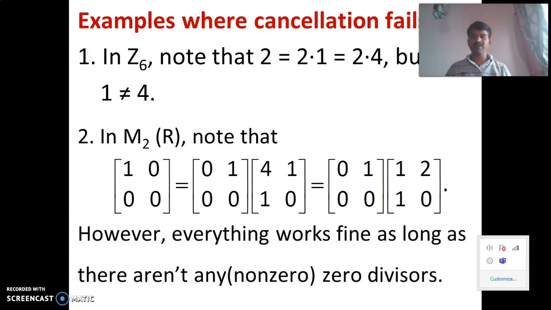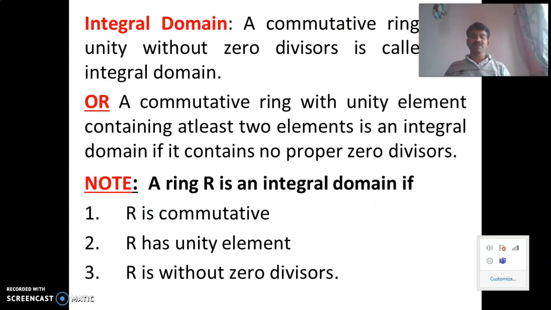And also we can take the ring of matrices of order 2, where we can take the matrices with entries 1 0 0 0 in this way. However, everything works fine as long as there are no non-zero divisors of zero. Then only we shall have this.